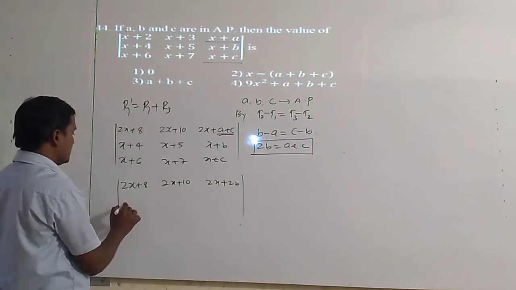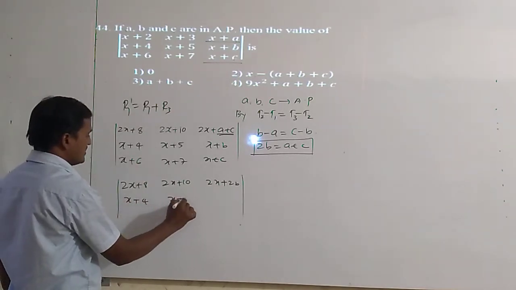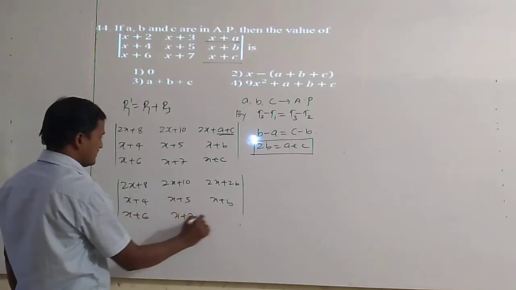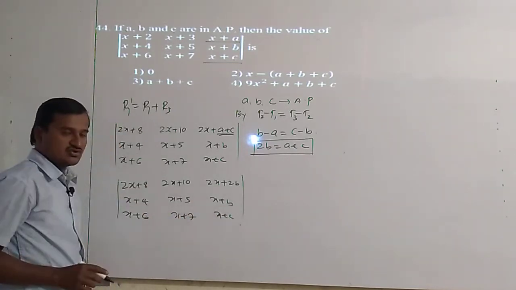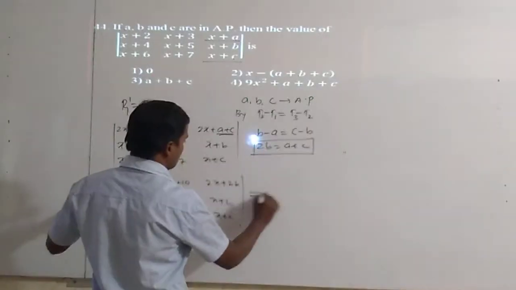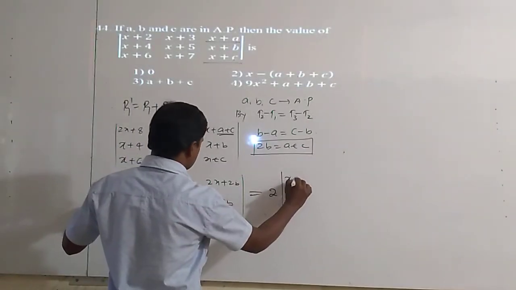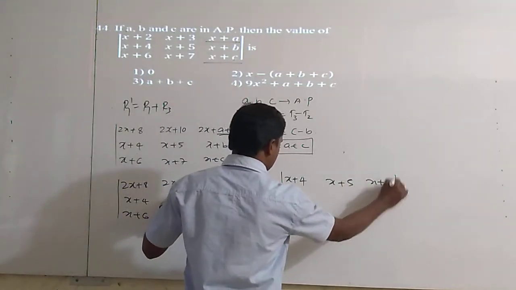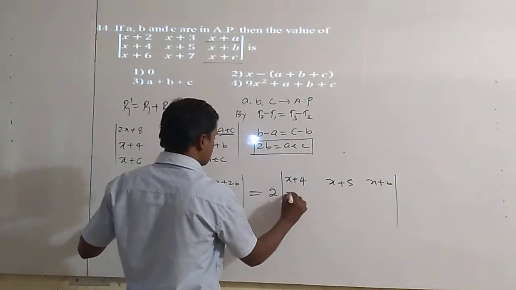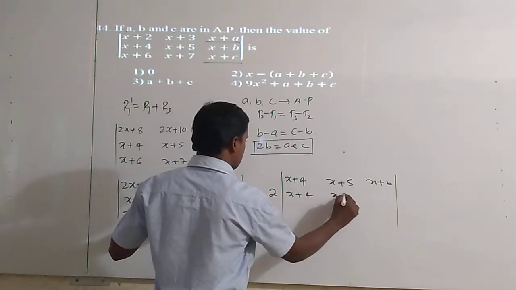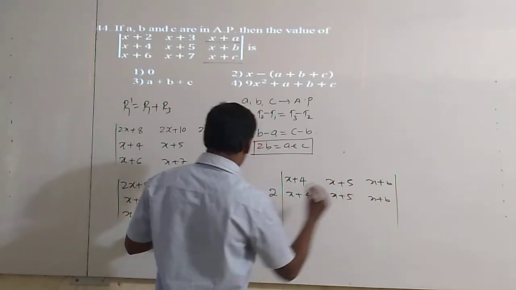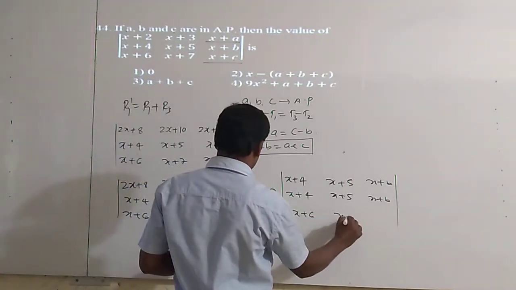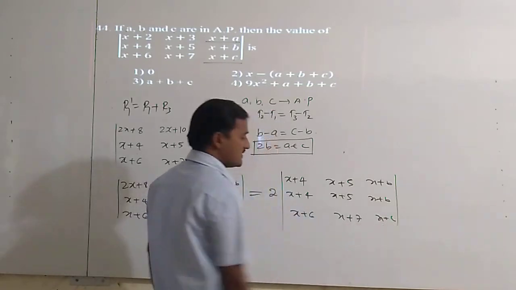And here it is x plus 4, x plus 5, and here x plus b as it is, x plus 6, x plus 7, x plus c. So in the first row I will take 2 outside. If I take 2 outside, here it is x plus 4, here x plus 5, and what about this, x plus b? Next, the second row as it is: x plus 4, x plus 5, x plus b. And the third row again as it is: x plus 6, x plus 7, x plus c, right?